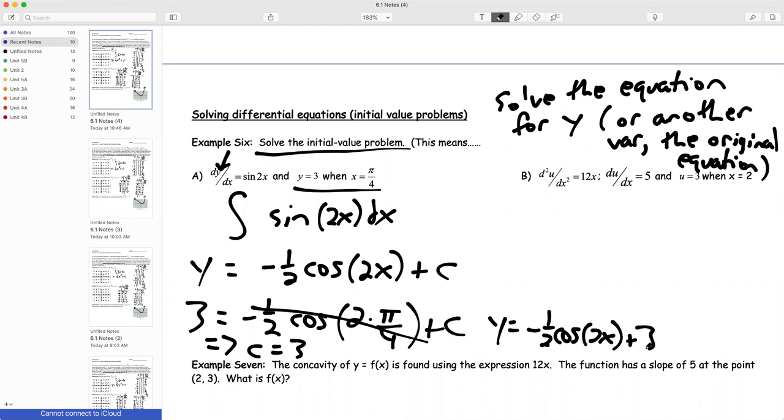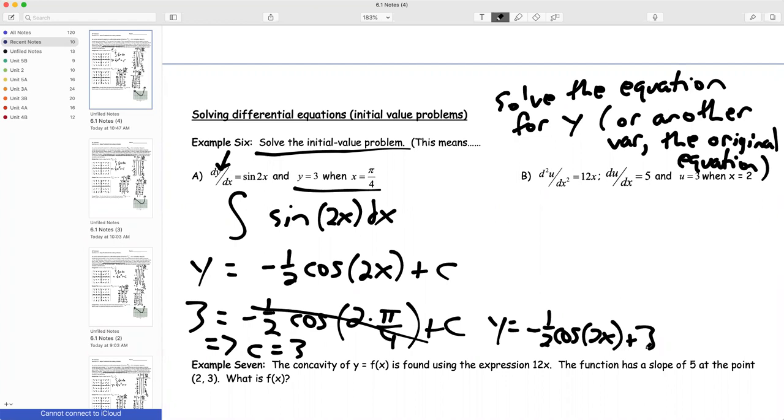When I take the derivative, I'm going to get sine of 2x when y is 3 and x is pi over 4. That's it. That's all they're asking you to do on this. On the next one, however, they give me the second derivative, which means I'm going to use the same process, but do it 2 times, okay?